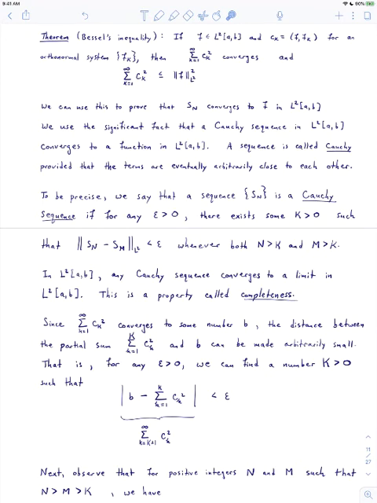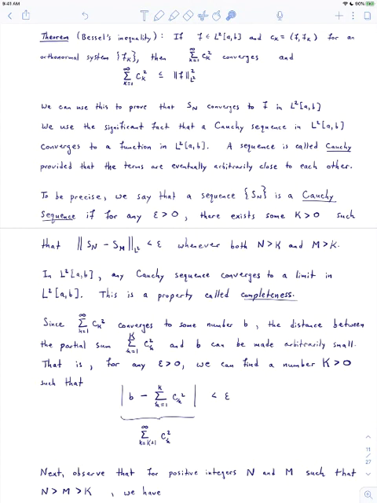Okay, so in L2, any Cauchy sequence converges to a limit in L2. This property is called completeness. Now, not every space is complete. The real numbers are complete. So if you find any sequence of real numbers which are a Cauchy sequence, so that means all of the terms are getting close to one another, that means they converge to a limit. But it's not necessarily true, for example, if you restrict your attention to rational numbers.